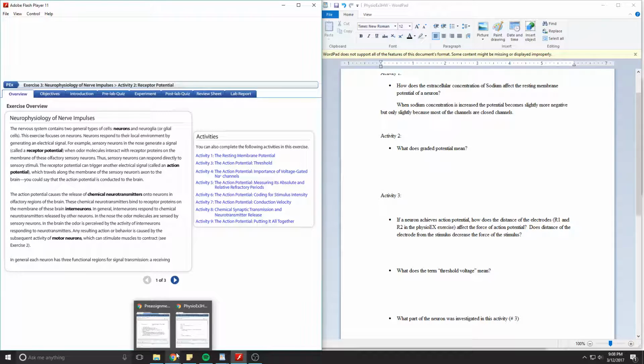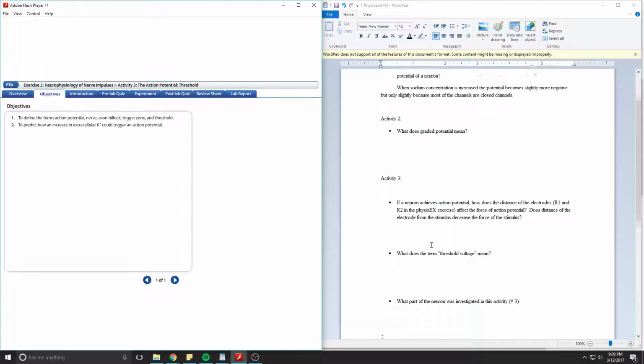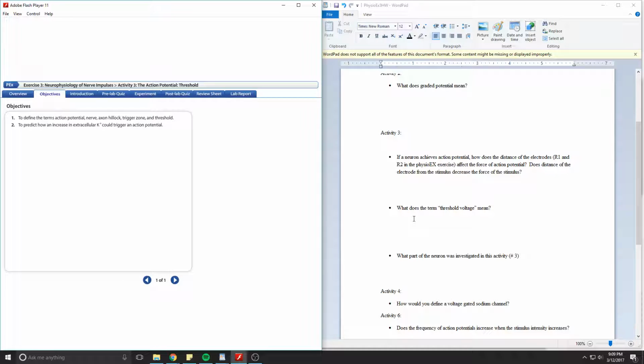Alright, so for now we're just going to skip the activity 2 question because I really don't know what it is. Let's go to activity 3. Okay, there are a few different questions. Let's read the questions before this time to make sure we're really looking for them. If a neuron achieves action potential, how does the distance of the electrode affect the force of the action potential? Does distance of the electrode from the stimulus decrease the force of the stimulus?